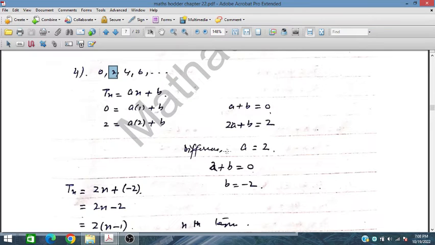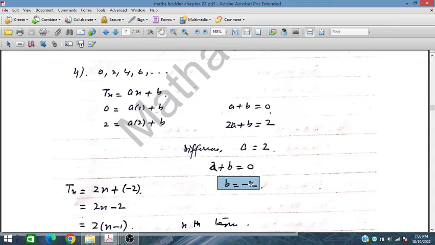Solving simultaneously, we see that a is equal to 2. So a plus b is equal to 0, so b is equal to minus 2. So a is equal to 2 and b is equal to minus 2. We will place these values here at a and b.